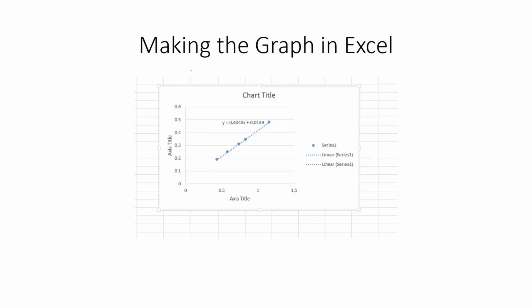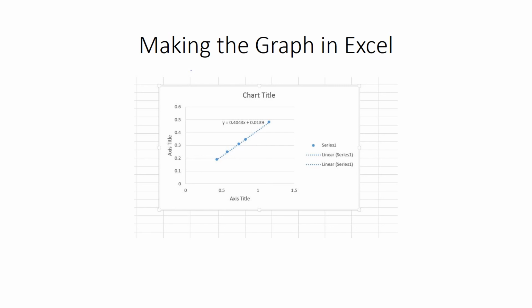So this is the end result. You can click on the axis titles and replace them. You can click on the chart title and replace it. You can click on the stuff on the right where it says series, linear series, and delete it, and the chart will get a little bit bigger. And then you can copy this and put it into your Microsoft Word lab report.